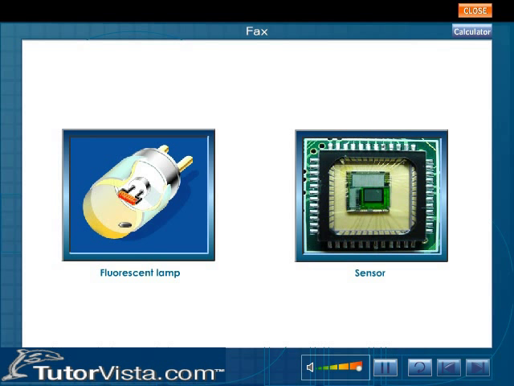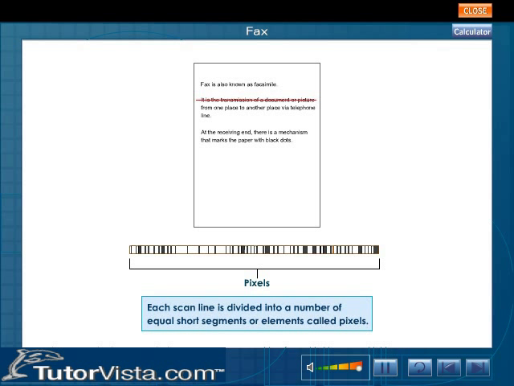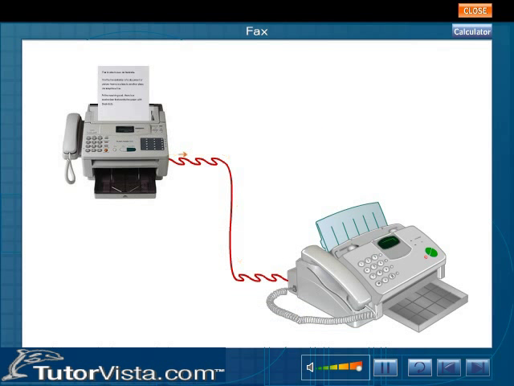In a fax machine, there is a sensor which scans each line on the document, which is illuminated by a fluorescent lamp. Shown here is a scanned line. Each scanned line is divided into a number of equal short segments or elements called pixels. This group of parallel lines are transmitted through the phone line.